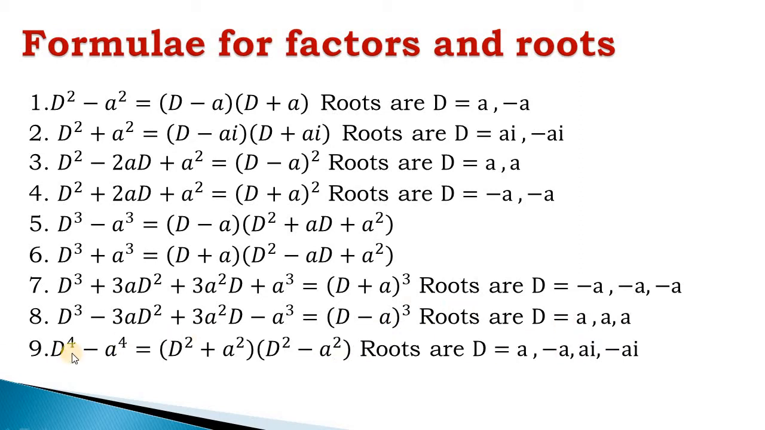Now for the fourth degree, d raised to 4 minus a raised to 4, we can write (d square) square minus (a square) square, and using the factorization, d square minus a square is (d minus a)(d plus a), so we can write this as (d square plus a square)(d square minus a square). And by using these first two, the roots of the first factor are ai and minus ai, and the roots of the second factor are a and minus a. So in this way, by using these standard results, we can find the roots.